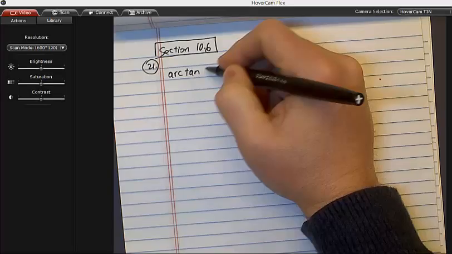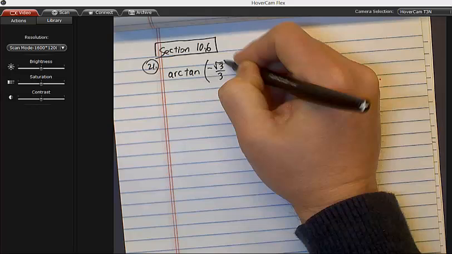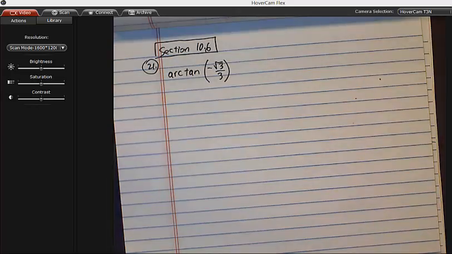Okay, so you guys want me to compute the arc tangent of negative square root of 3 over 3. And so, I'm telling you guys, look at the unit circle, right? But the problem is you kind of don't see it right away.